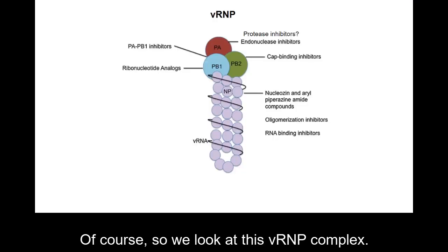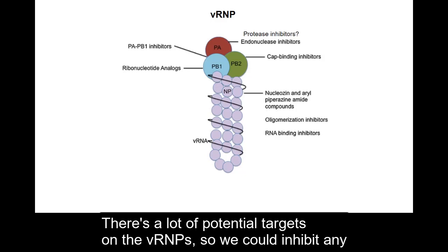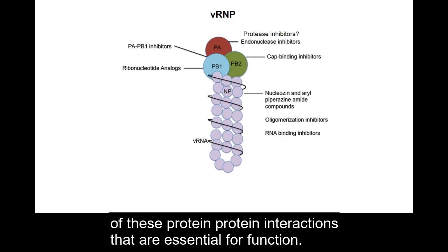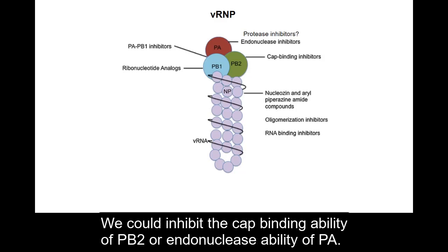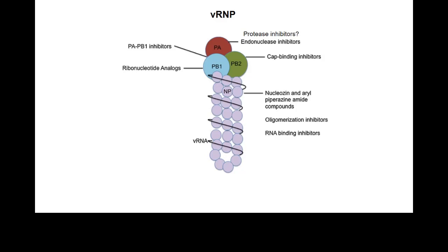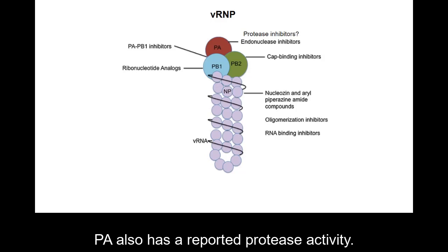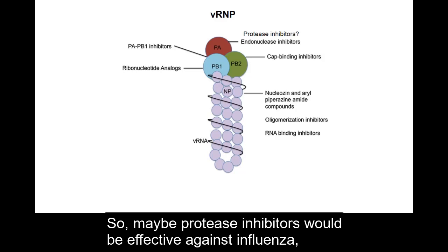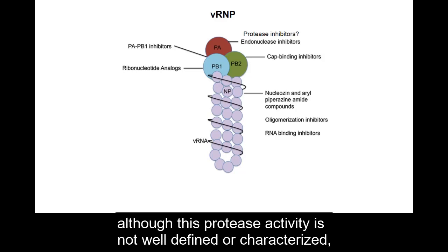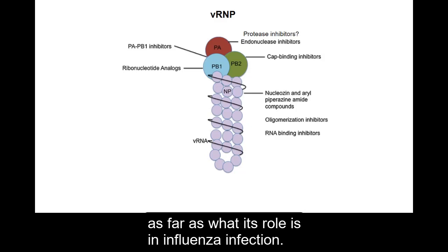Of course, so we look at this vRNP complex. There's a lot of potential targets on the vRNP, so we could inhibit any of these protein-protein interactions that are essential for function. We could inhibit the cap binding ability of PB2 or endonuclease ability of PA. PA also has a reported protease activity, so maybe protease inhibitors would be effective against influenza, although this protease activity is not well defined or characterized as far as what its role is in influenza infection.